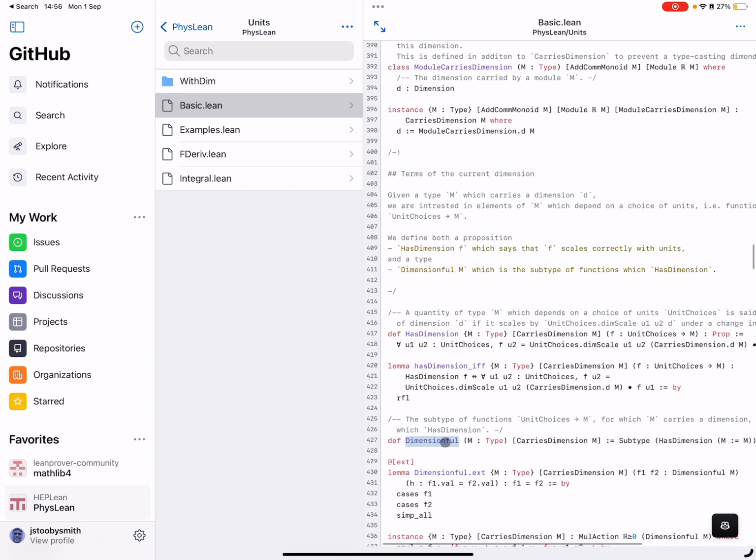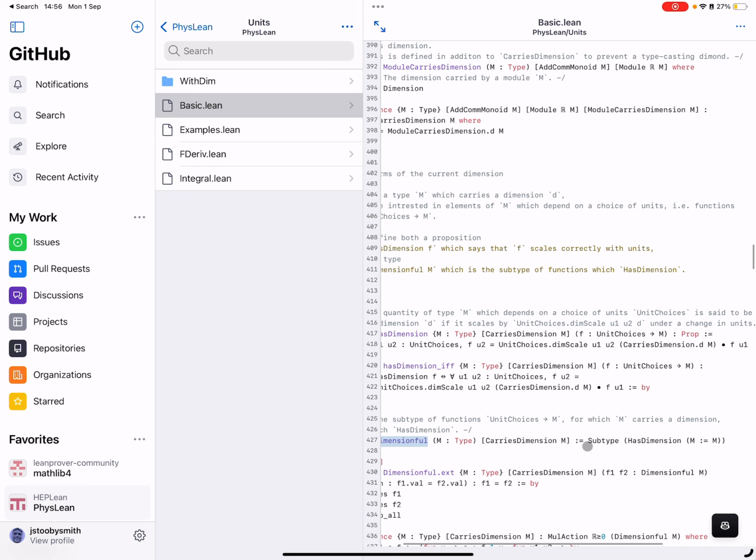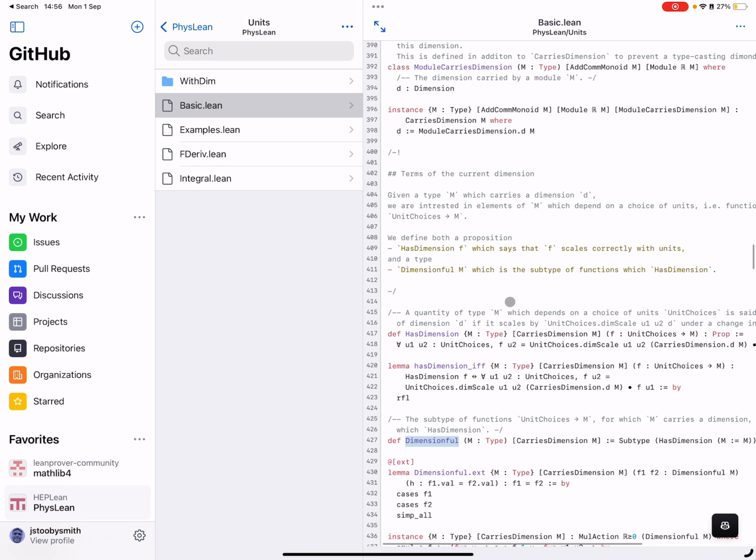This dimensionful type is basically the type of all such maps from units choices to M that has this property that it has this dimension. So it's basically every element of M that carries a dimension.